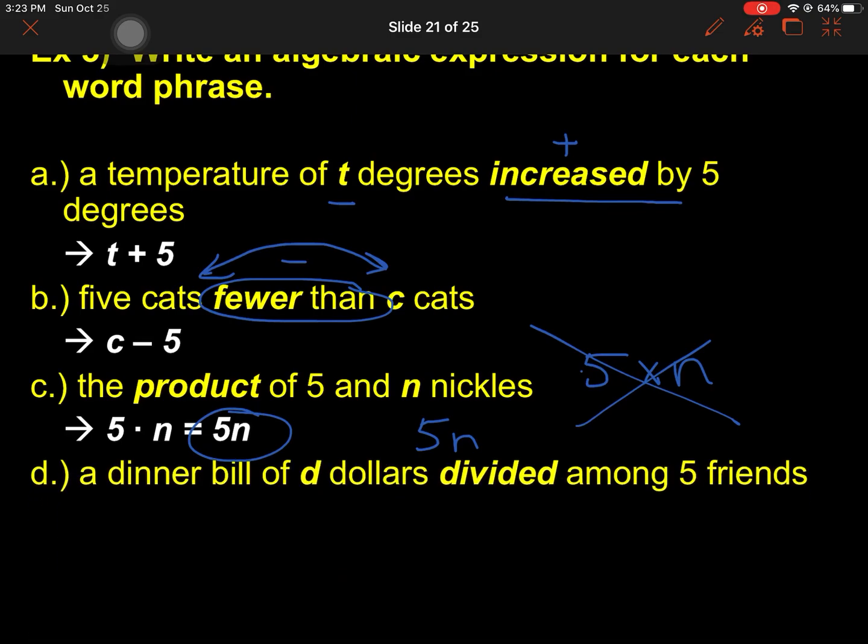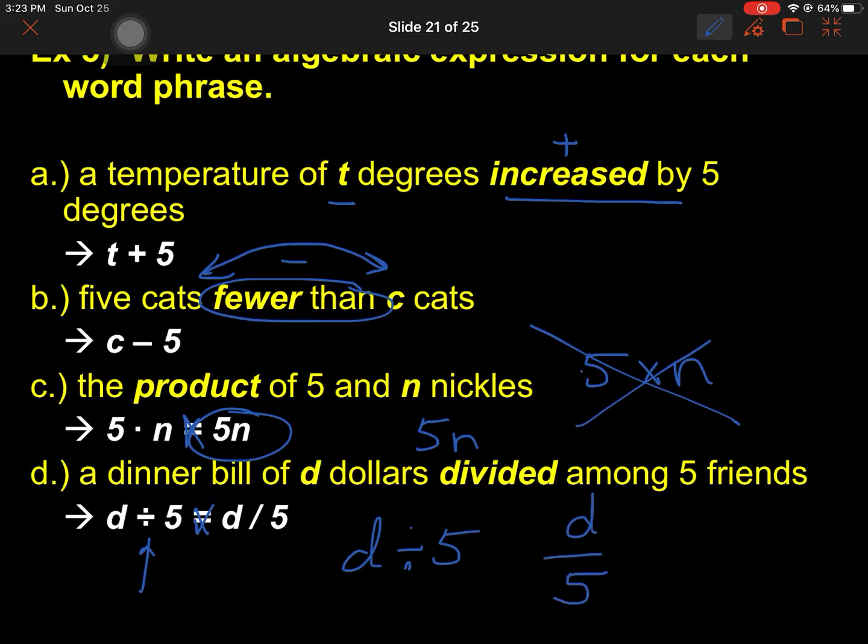All right, dinner of D dollars divided amongst 5 friends. Well, division, we are avoiding this symbol. I don't want to see equal signs in these. So you could write it as, yes, D divided by 5, but we're going to avoid that. You're going to become good algebra students, and we want to write it this way. In this case, the top is divided by the bottom. And so D divided by 5, we write it as a fraction, just like that. And then we're just going to go through a few examples.